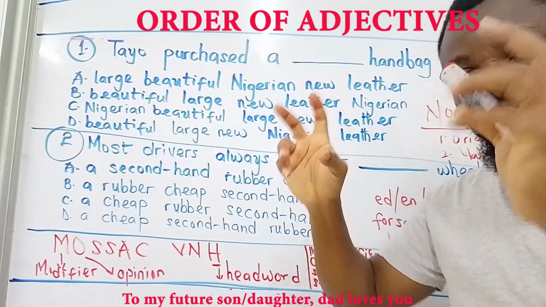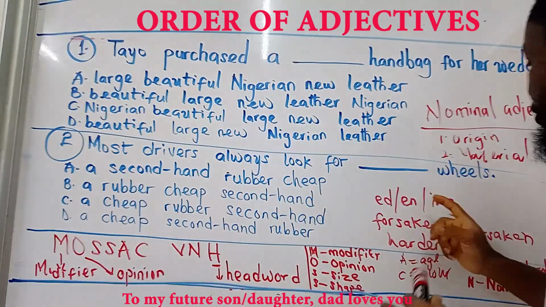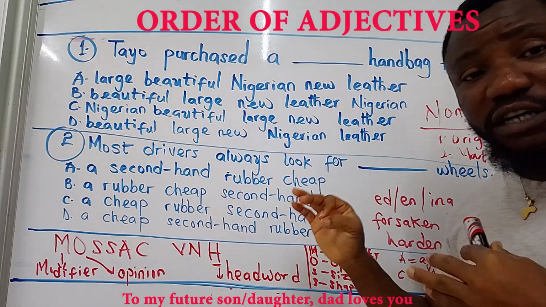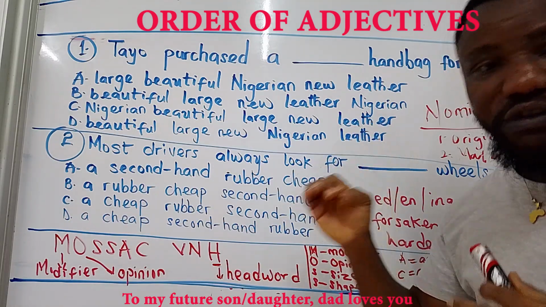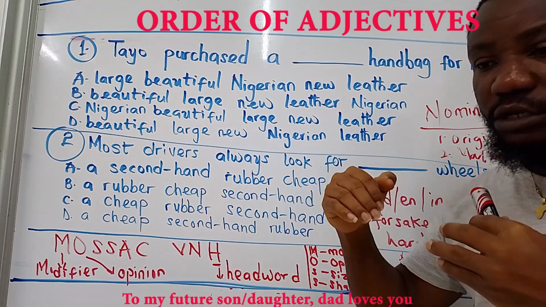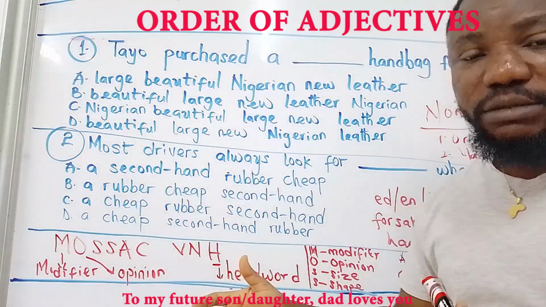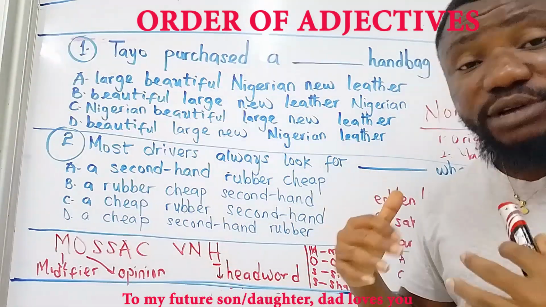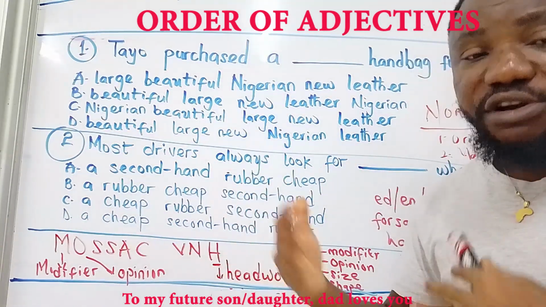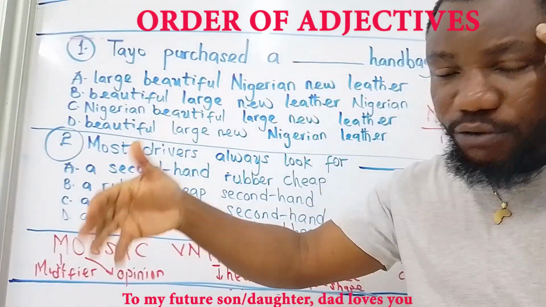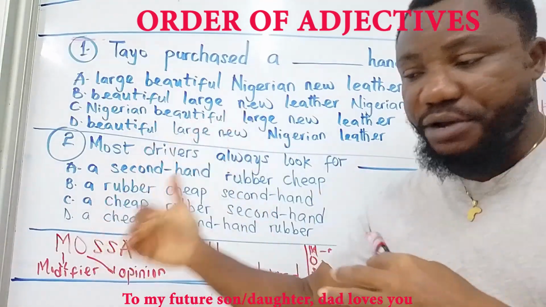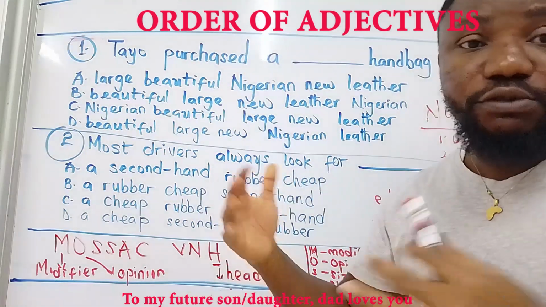Nigerian, the word Nigerian, is a nominal adjective, and the type of nominal adjective in this case is the origin. Because the word Nigerian is talking about the nationality of the person being talked about, or just a Nigerian hair. So, is it a Brazilian hair, American hair? The hair we're describing is the one from America, or the one from Nigeria, or the one from Brazil.